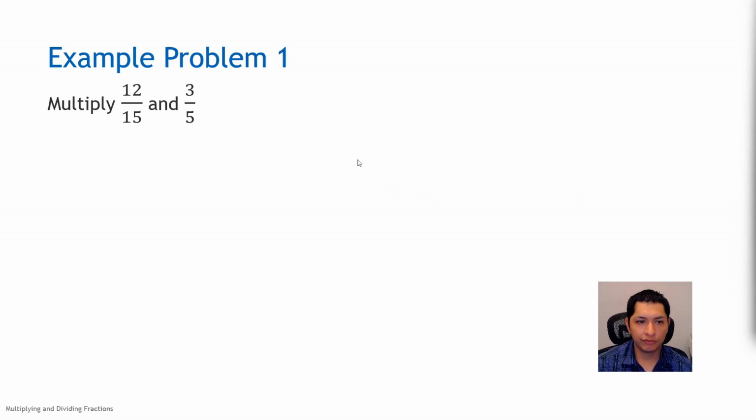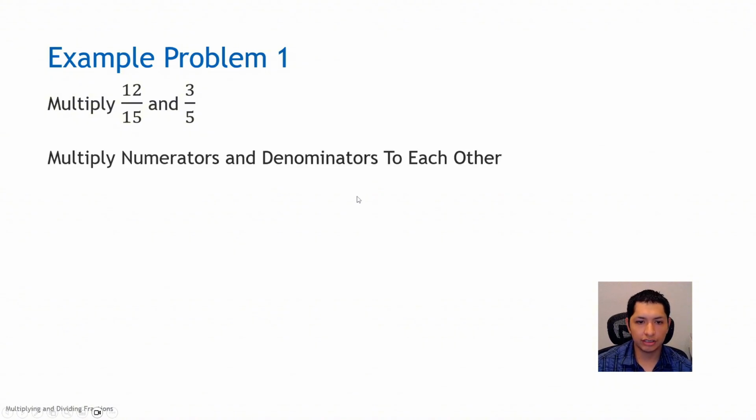Multiply 12 over 15 and 3 over 5. Again, this is just multiplying the numerator and denominators to each other. So you set up that problem across, and it really is 12 times 3 over 15 times 5, and that is 36 over 75. And if required, you would reduce to lowest terms.